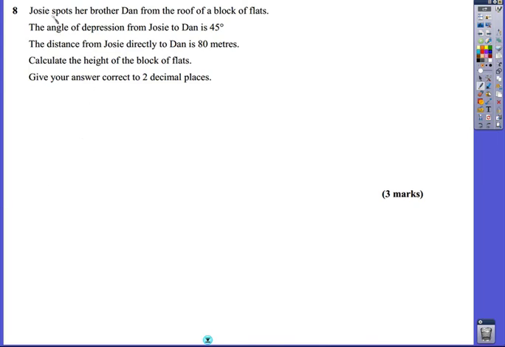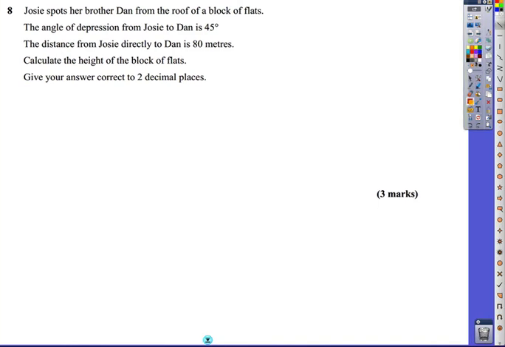Okay, Josie spots her brother Dan from the roof of a block of flats. The angle of depression from Josie to Dan is 45 degrees. The distance from Josie directly to Dan is 80 meters. Calculate the height of the block of flats. Give your answer correct to 2 decimal places. Again, there were some lovely sketches for this question. I really liked seeing someone drawing a proper flat, so I copied them as well. I'm not going to tell you who it was, but their drawing wasn't as nice as mine, just saying.